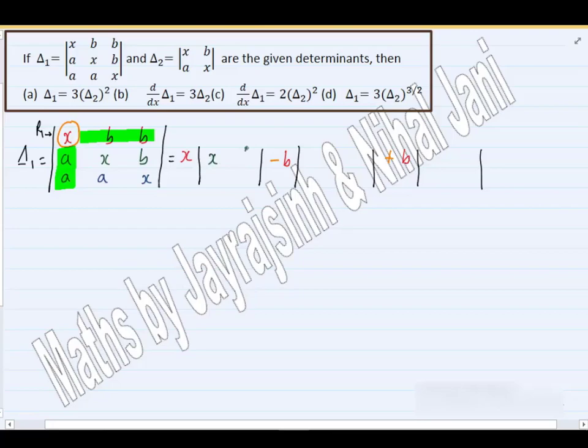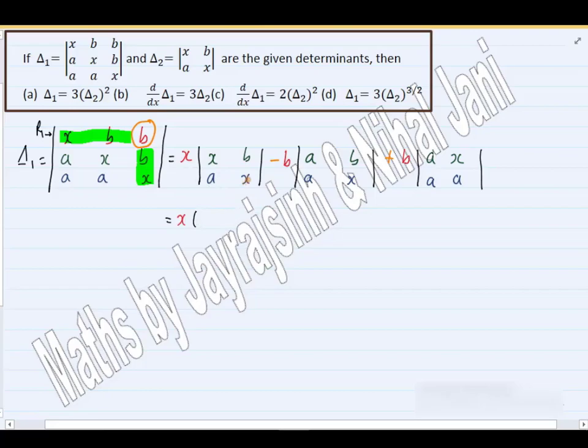We'll get x b, a x. Then let's move to the second determinant, where we eliminate the first row and second column, which will give us a b and a x, and similarly the last determinant a x, a a. Okay, now without wasting time, let's expand.